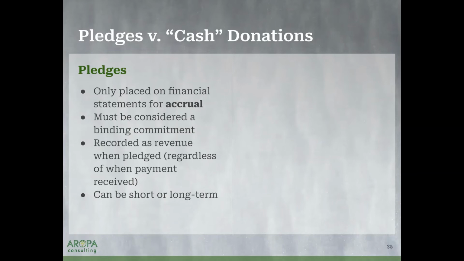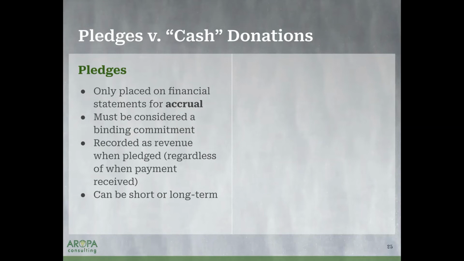And a pledge can be long-term or short-term. I've had numerous examples of donors saying, okay, I'm going to give you $1,000 a year for the next 10 years. That is a long-term pledge. So it's a pledge of $10,000, but each year you will discount that pledge. Your accountants will discount that pledge because the value of the dollar changes year after year.